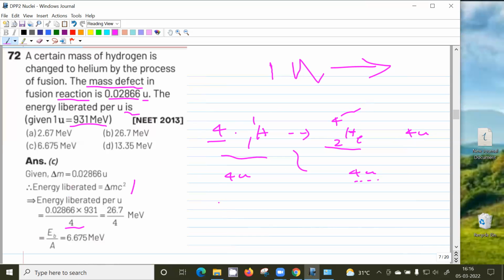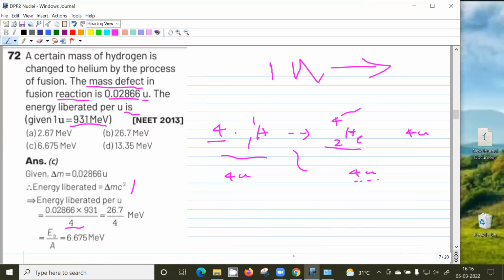Okay, so the basic reaction is: on the left side there are 4 protons, and on the right side it has become 2 protons and 2 neutrons. So it means that 2 protons have been converted to 2 neutrons. The reaction involves 4 atomic mass units on the left side and also 4 atomic mass units on the product side.